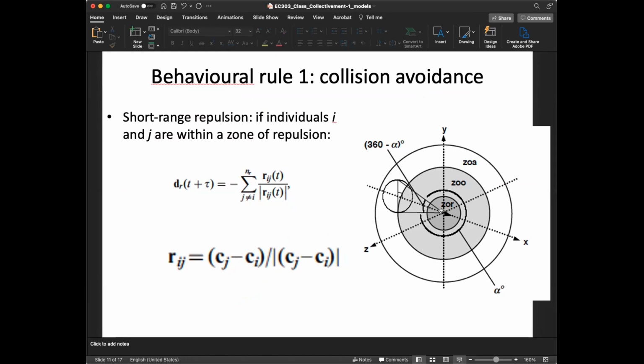What does it mean? This basically means that if there is any individual who is so close, within the zone of repulsion, then you repel that individual. That is given by this expression. If Rij is the position vector between the focal individual and the individual within the zone of repulsion, you repel in the average direction of all of those individuals. Okay, that's the collision avoidance. That's the first behavioral rule.